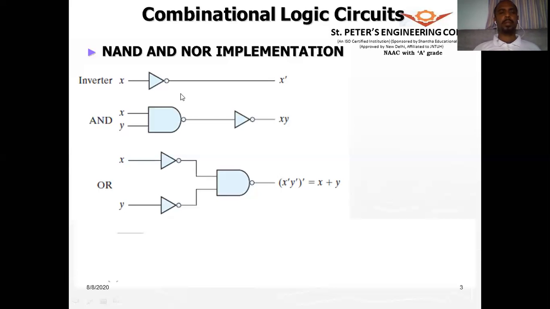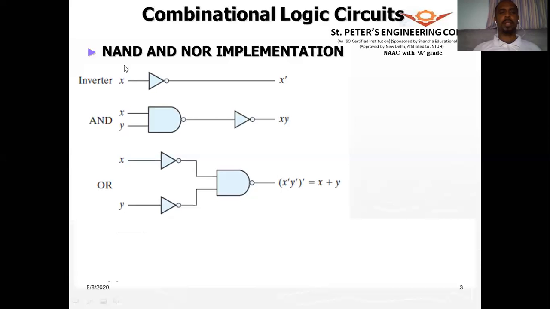Since you can realize all the basic gates, an inverting gate (the inverter, also called a NOT gate) and an OR gate, they can be realized using the NAND gate. Therefore, NAND gates are called universal gates, because you can realize any basic gates, or even other gates like the XOR gate. We will see shortly how you can realize even the XOR gate using NAND gates.